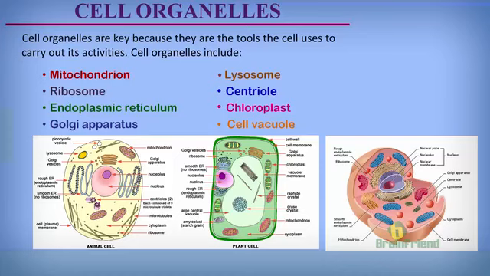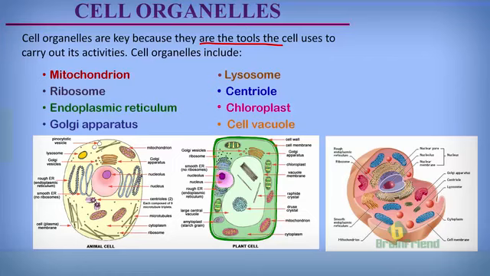The cell organelles are important. They are key to us because they are the tools found in the cell that help the cell to perform its activities. So we can call these cell organelles the tools of cells. So now we are going to be looking at the various types of organelles found in a cell.